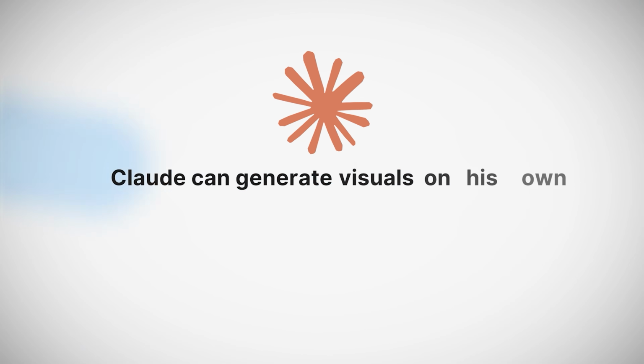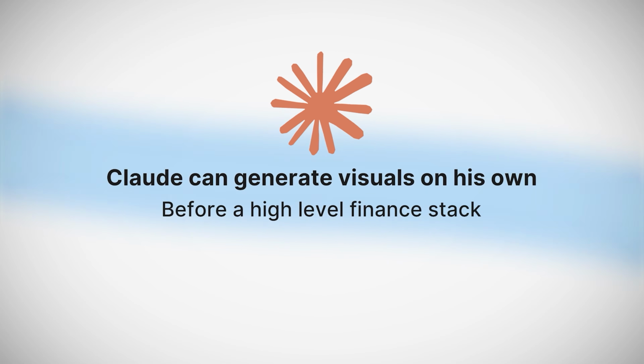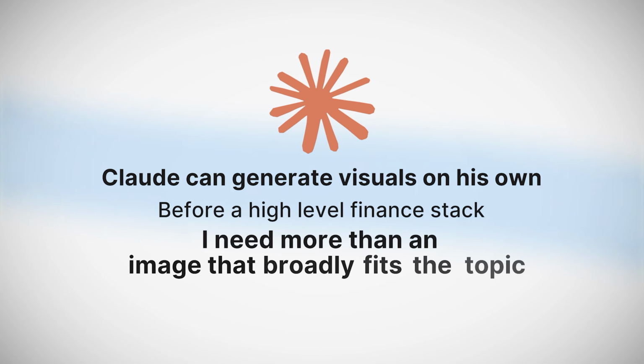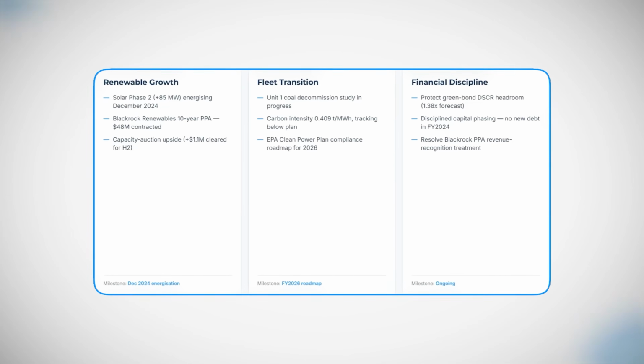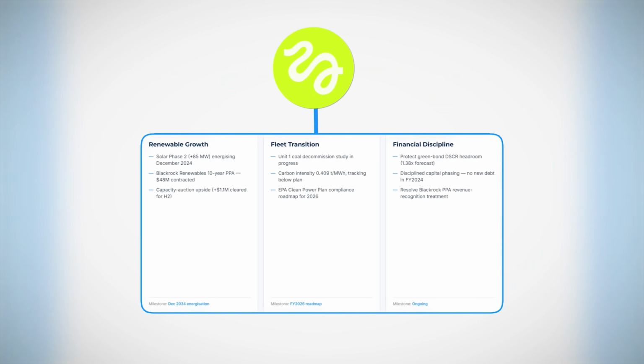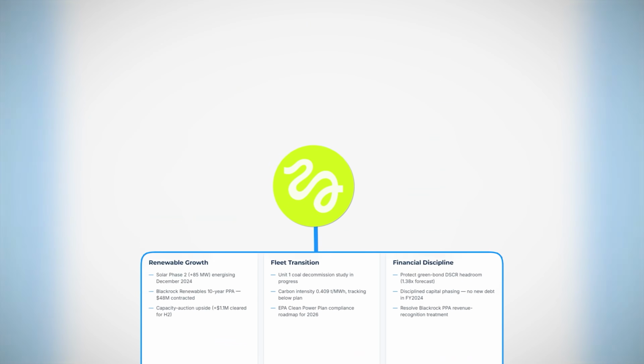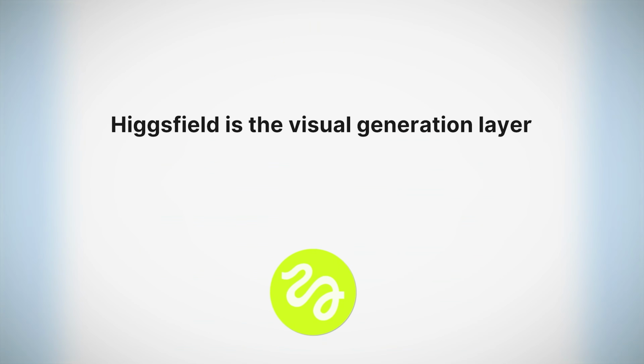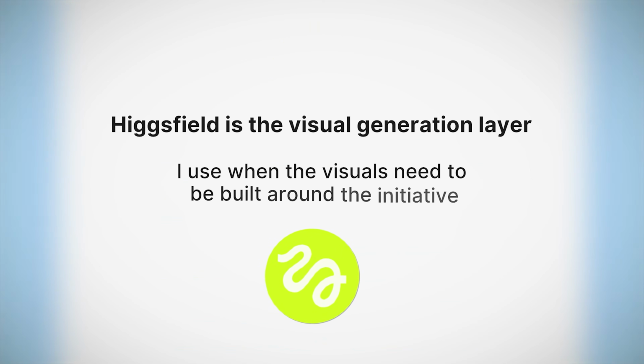Claude can generate visuals on its own, but for a high-level finance deck, I need more than an image that broadly fits the topic. I need visuals that are specific to the initiative, that are composed for the space available on the slide, and that are consistent with the company's design system. So I use Annotate. I select the areas that need work, and I connect Higgsfield directly inside Claude Design. Higgsfield is the visual generation layer I use when the visuals need to be built around the initiative, the slide format, and the design system already driving the deck.